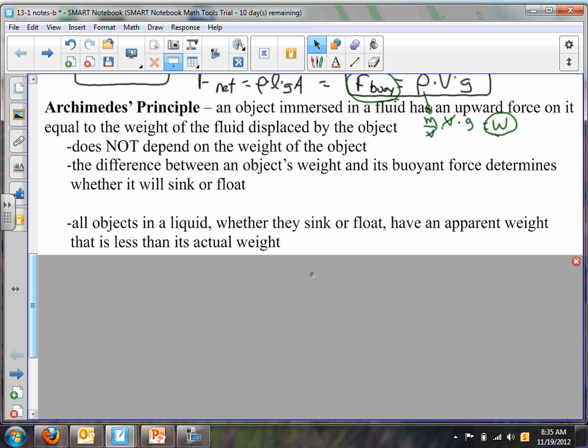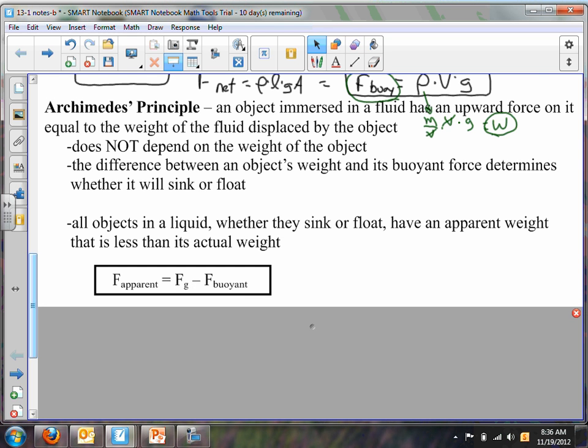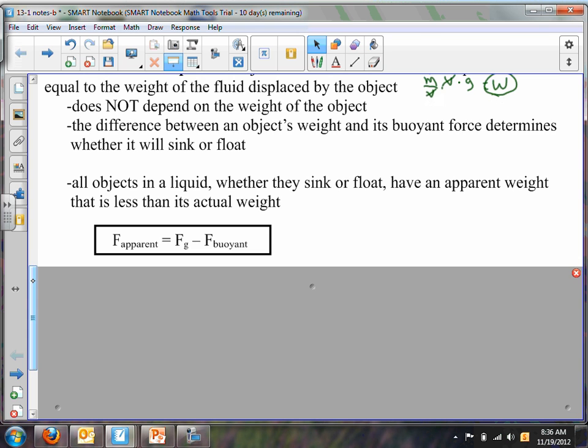So anything that floats has a buoyant force greater than the weight of the object. All objects in a liquid, whether they sink or float, have an apparent weight that's less than their actual weight, because everything in a fluid does have this buoyant force acting on it. To figure out your apparent weight, you just take the actual weight minus your buoyant force.